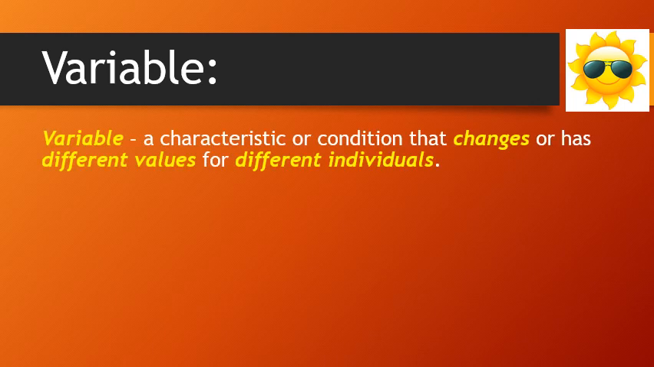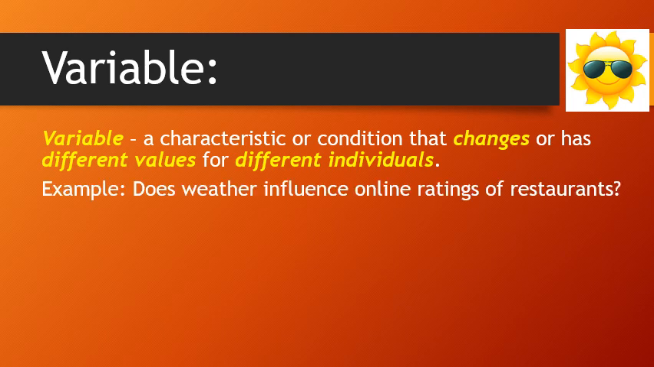What's a variable? A variable is a characteristic or condition that changes or has different values for different individuals. Example, does weather influence online ratings of restaurants?